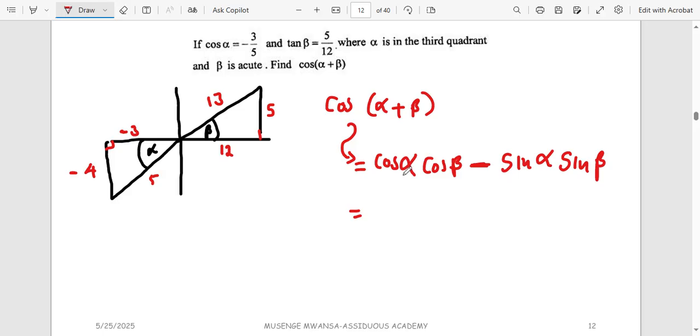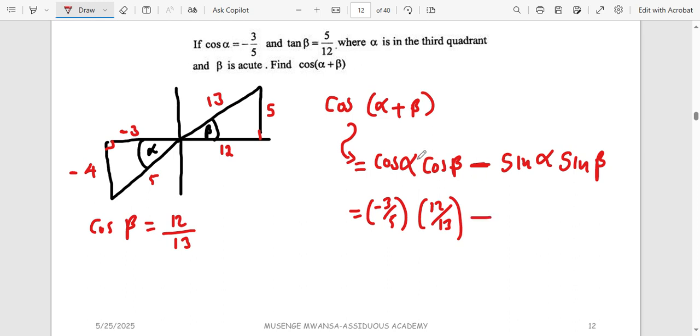So what is cos alpha? Cos alpha is negative 3 over 5. How about cos beta? Beta is given, cos is given by adjacent, which is 12, over hypotenuse, which is 13. So that is 12 over 13. Then minus sin alpha. So let's find what sin alpha is. Sin alpha is opposite over hypotenuse, so that will be negative 4 over 5.